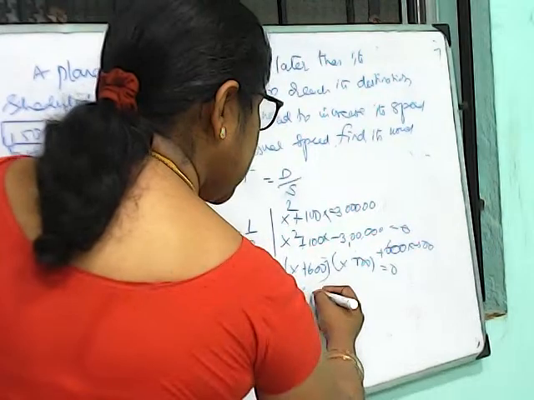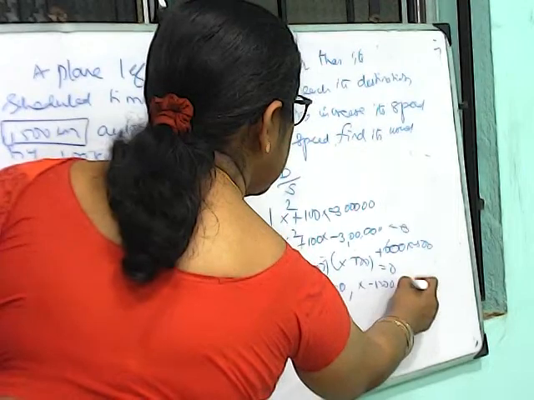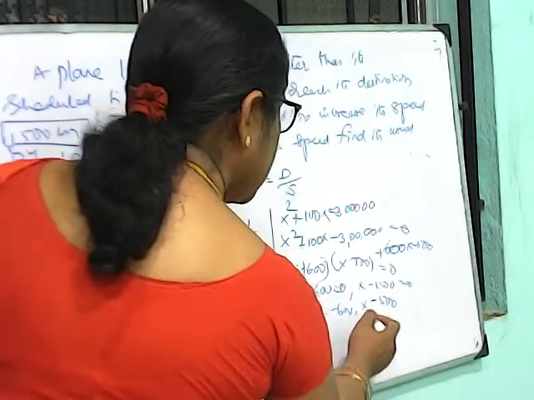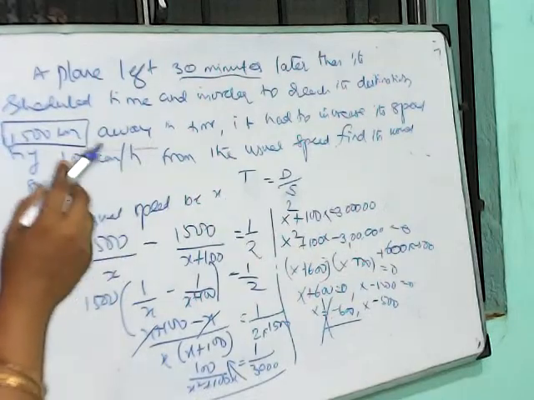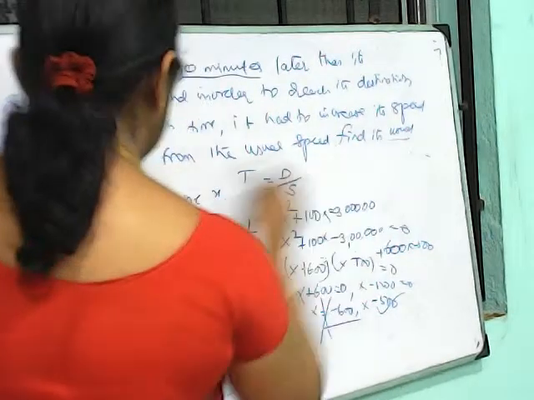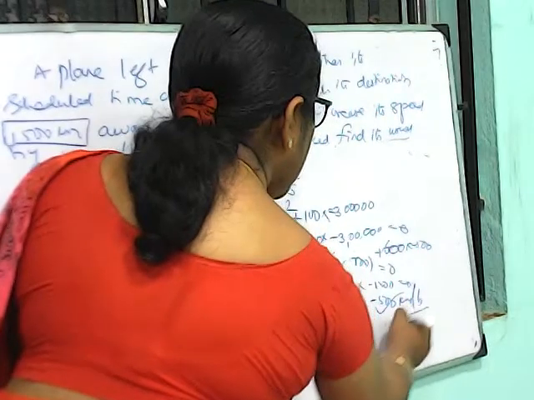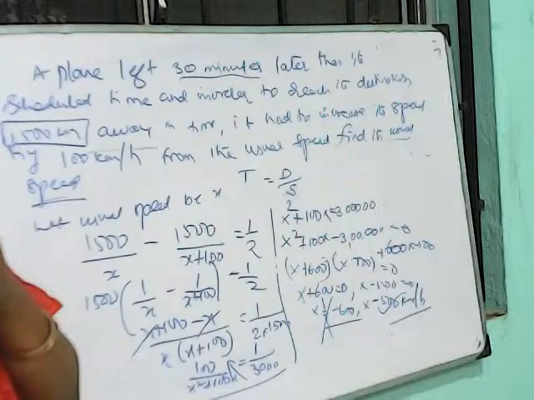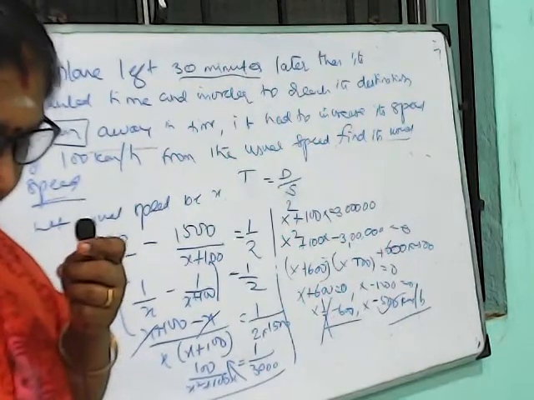So either x plus 600 is equal to 0 or x minus 500 is equal to 0. So x is equal to minus 600 or x is equal to 500. Minus 600 is not possible, because x cannot be negative. So the only possible value is x is equal to 500. So the original speed, its usual speed, will be 500 kilometers per hour. The unit is very important in speed related problems. Hope you all understood.